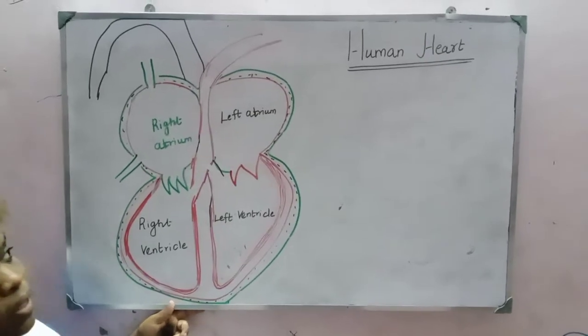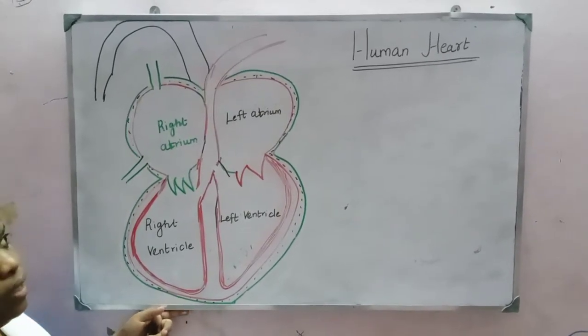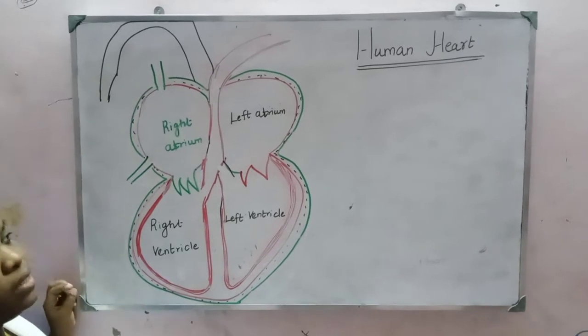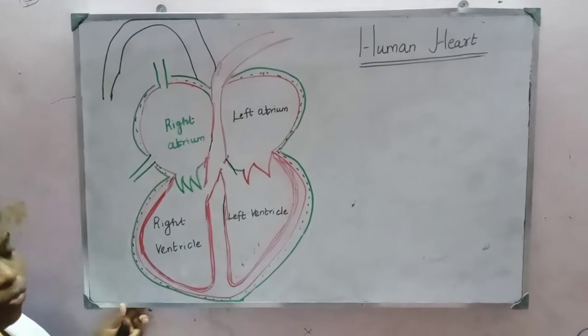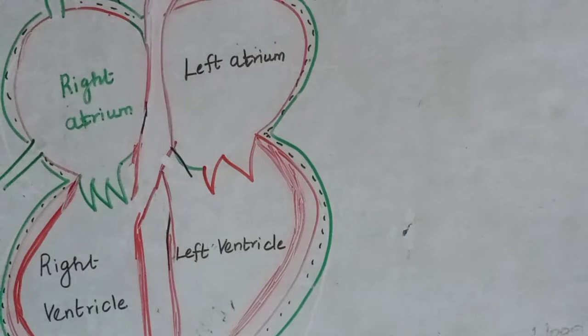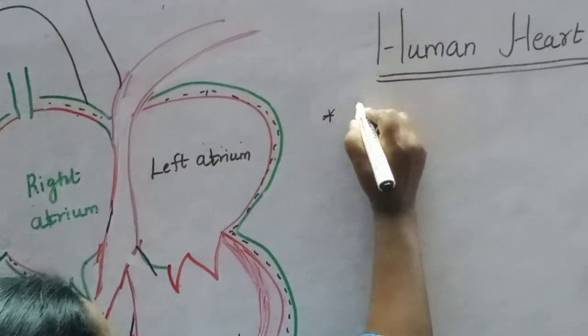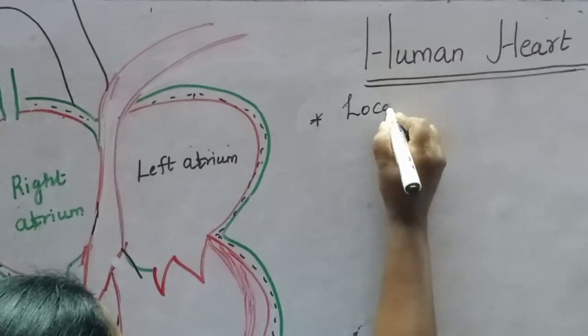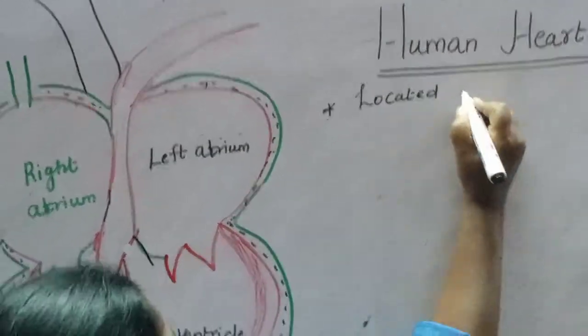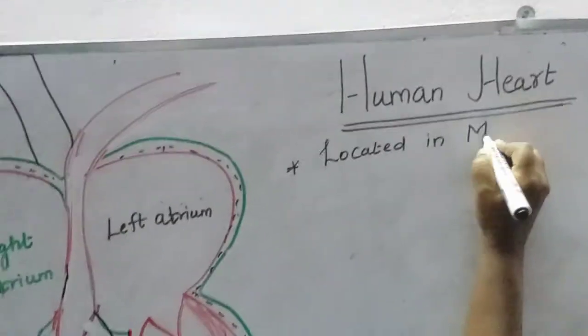Okay, today's topic is the human heart. The human heart is the central pumping organ of the human body. It is located in the mediastinum. What do you mean by that? It is located in the mediastinum.